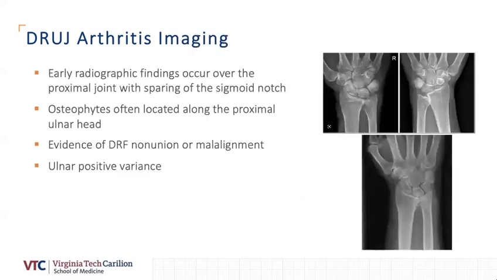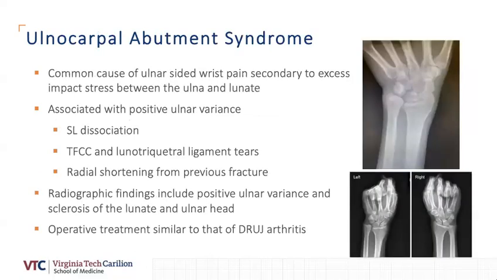So on imaging, early radiographic findings occur over the proximal joint with sparing of the sigmoid notch. And then you can get osteophytes often located along the proximal ulnar head. And then you will also have evidence of distal radius fracture non-union or malalignment if that's the underlying cause, or you can look for ulnar positive variants, which could be another cause of DRUJ. So these imaging modalities can help you differentiate what is the cause of the arthritis.